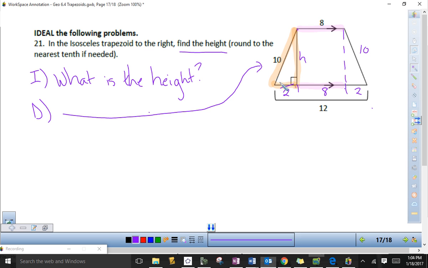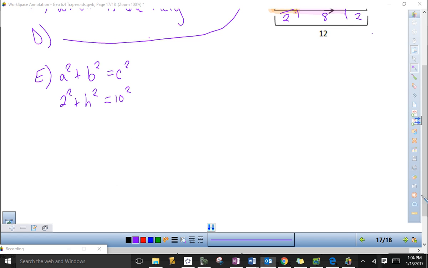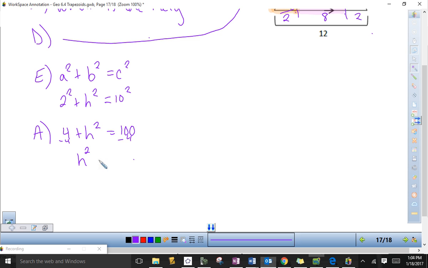Now that I have that right triangle, I can set up my E for the equation. To find the missing side of a right triangle, use the Pythagorean theorem. So 10 is my hypotenuse that goes by itself, and then my 2 and my h can go in whatever order I want. A then is act on it. We're going to solve that thing. 2 squared is 4, plus h squared equals 10 squared is 100. All numbers you should know by now. Then h squared, if I subtract the 4 over, will give me 96.